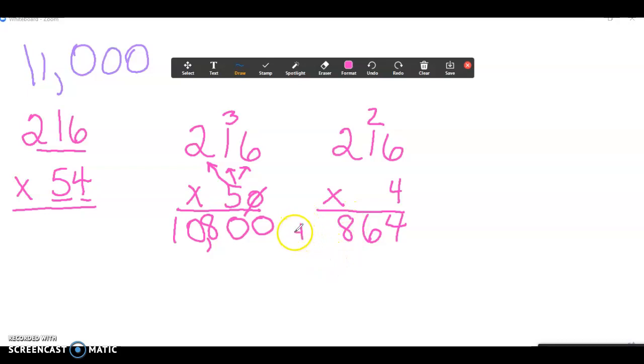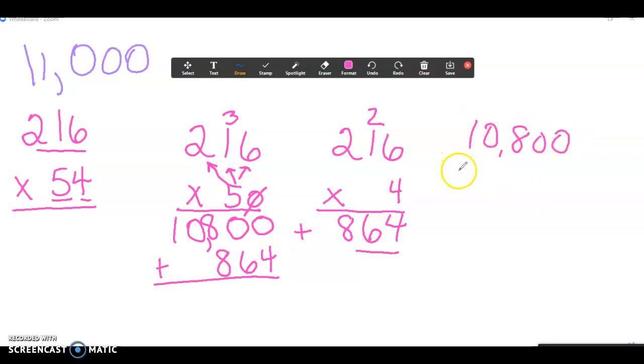So now I want to add these two partial products together. I'm going to take this number and write it here. If I don't have enough room, I can always come over here and rewrite and do the 10,800 plus 864. It doesn't really matter how you do it, okay? This saves a little bit of room, so I don't have to do it over here.